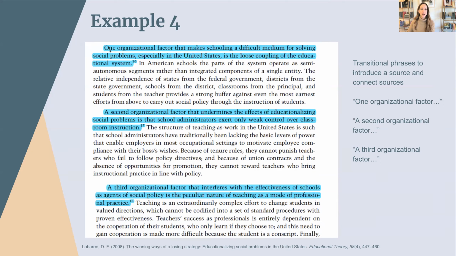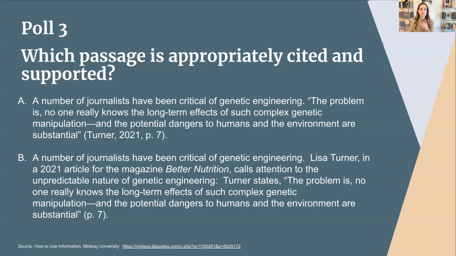And so the author, in order to connect these sources together based on similar points the author wants to make, says things like one organizational factor, a second organizational factor, a third organizational factor. That's a great example of intentionally using specific transition words and phrases in order to improve the cohesion of a paper, to help the reader see the connections between sources, instead of just going right into the finding of the source in a second paragraph. You add that topic sentence to help the reader connect the dots. I think that's the last example I have.